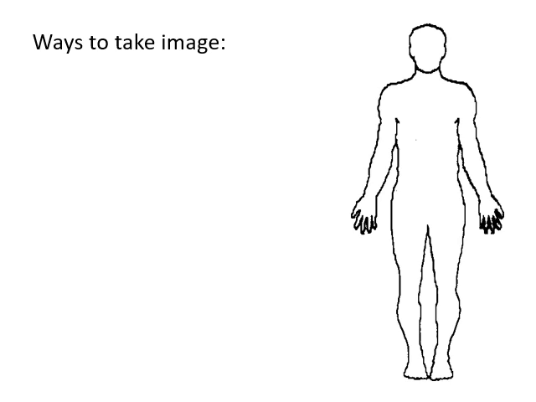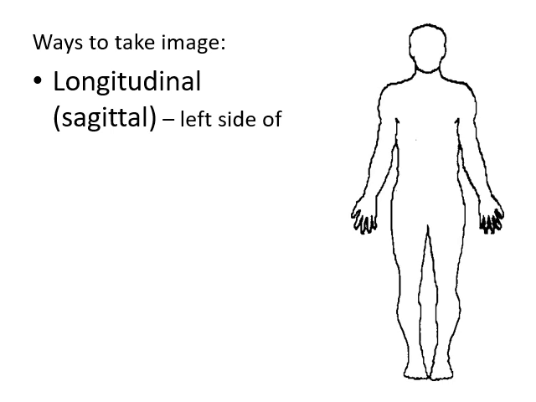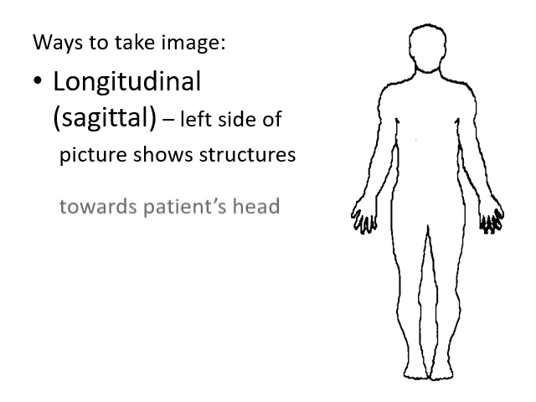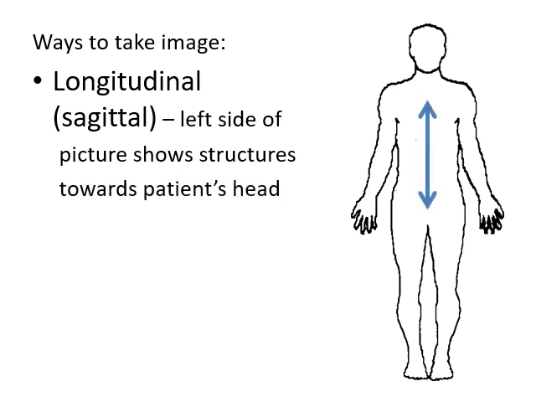So the first way we can do it is the longitudinal or the sagittal way. I think I got this on your handout. I'm going to just put these all up. So for longitudinal, this person would be lying down and they're moving the transducer in this direction, the longitudinal or sagittal direction, so up and down here, up and down here, wherever it is. When you're looking at the sonogram, the ultrasound picture, the left side of the picture shows structures towards the patient's head. So you're looking at the picture and the left side of the picture shows the patient's head.